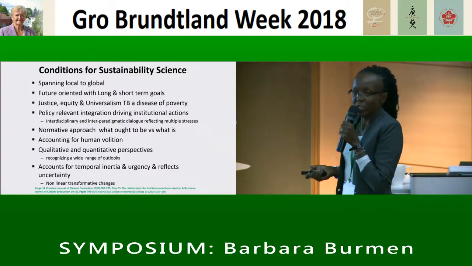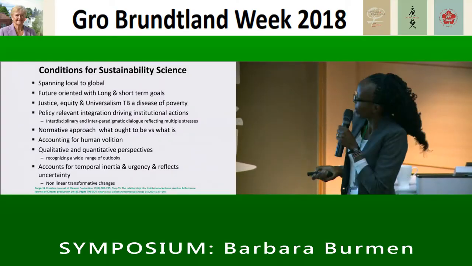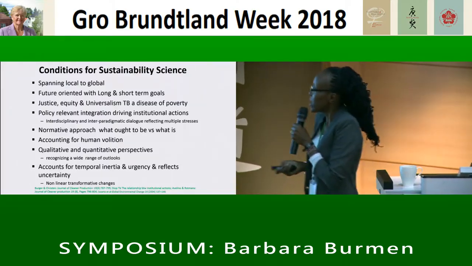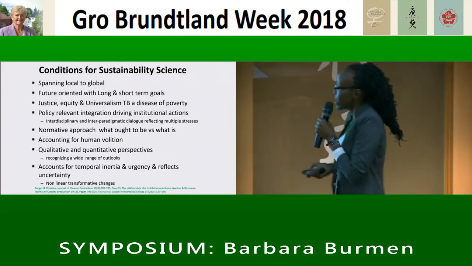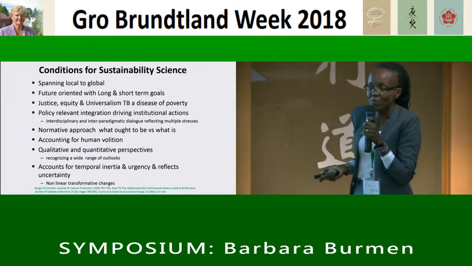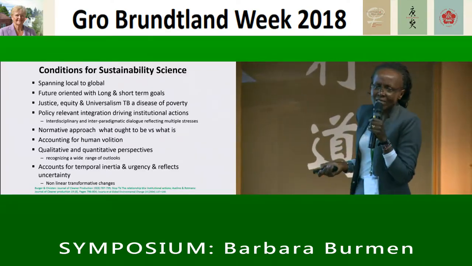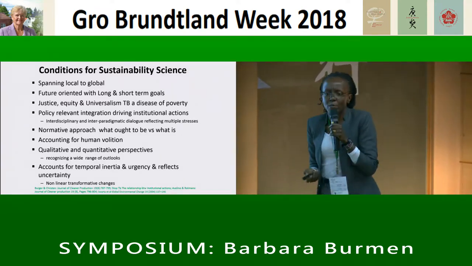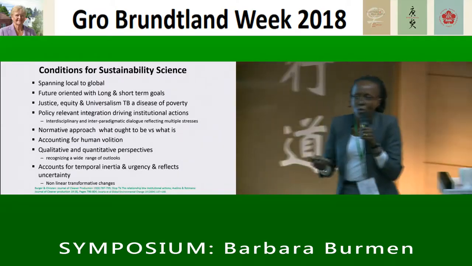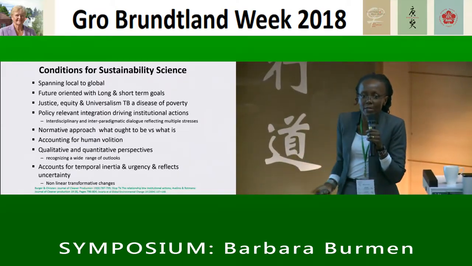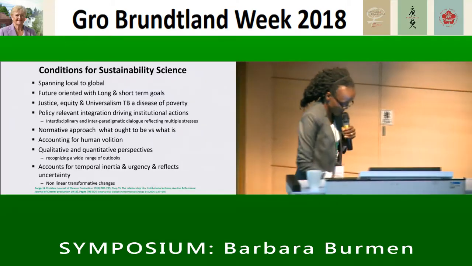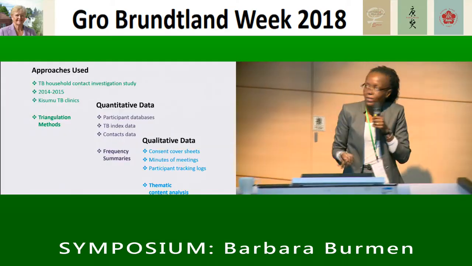We have to take both approaches, quali and quanti, and I'm very happy that this is more of a social science approach being focused on. Accounting for temporal inertia, urgency, I think I told you how many people can be infected within a year, and there's some uncertainty. We're not really sure what may happen, because just because I'm providing bigger windows, it doesn't mean tomorrow there'll be less TB, yeah? So let's move on. Now, this is what we did.